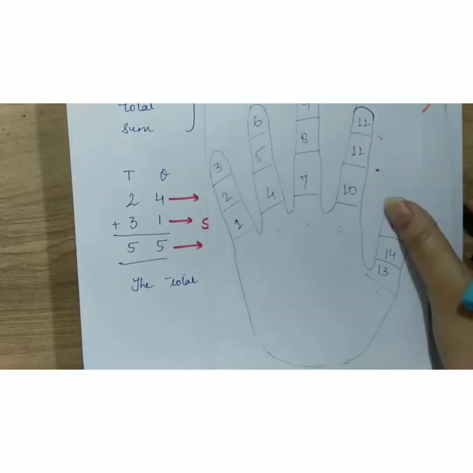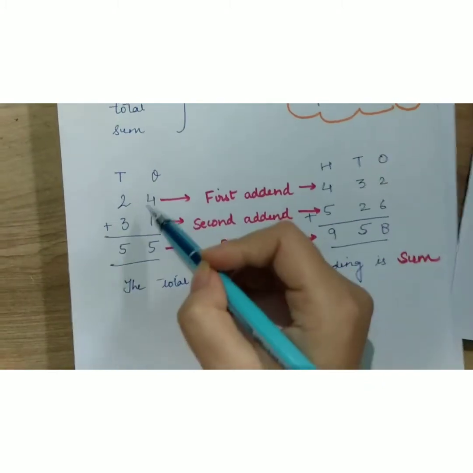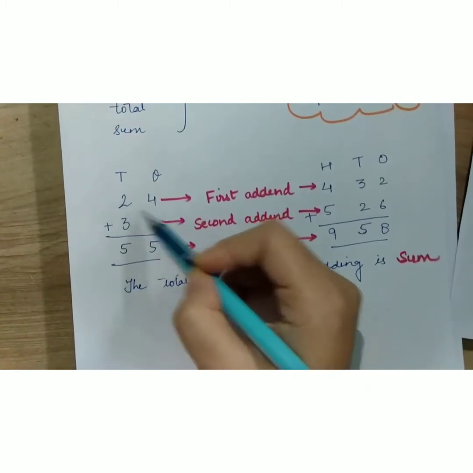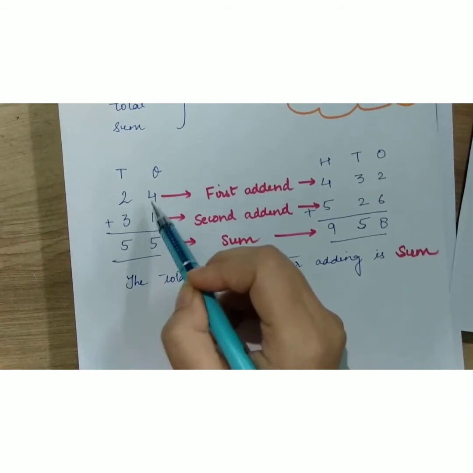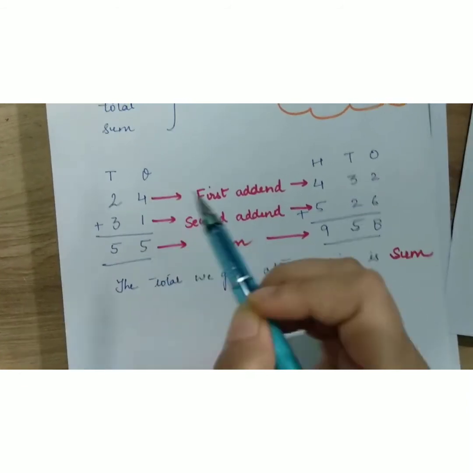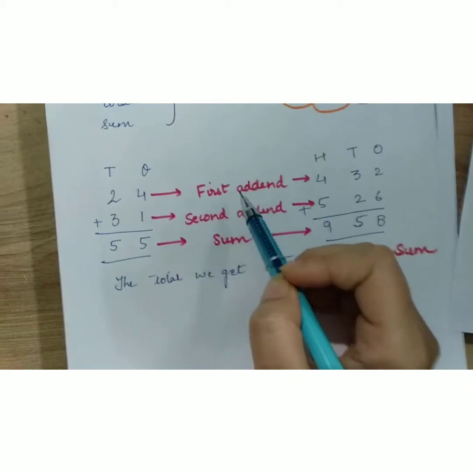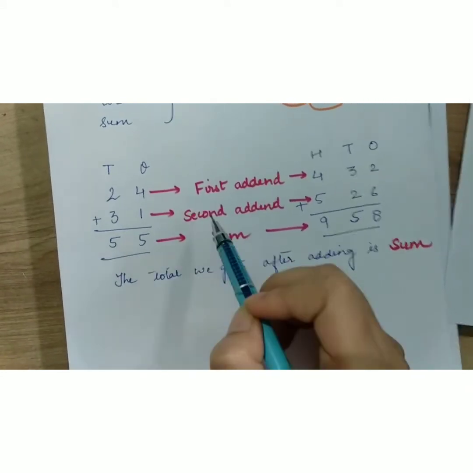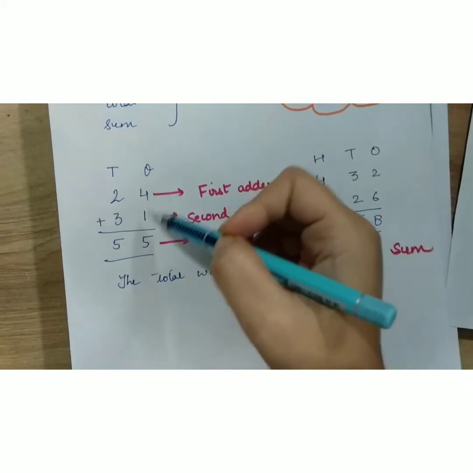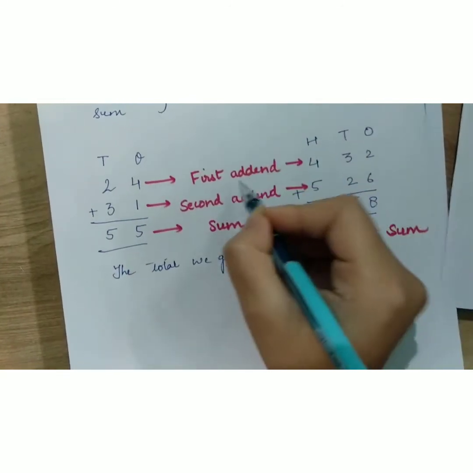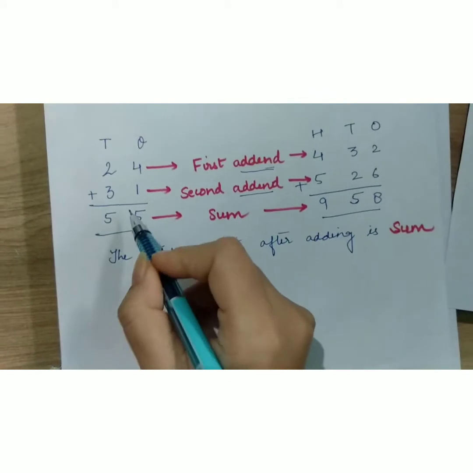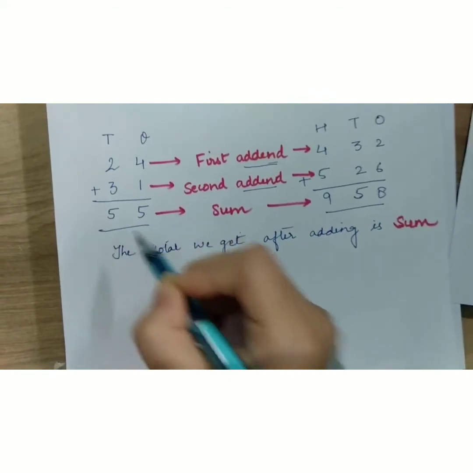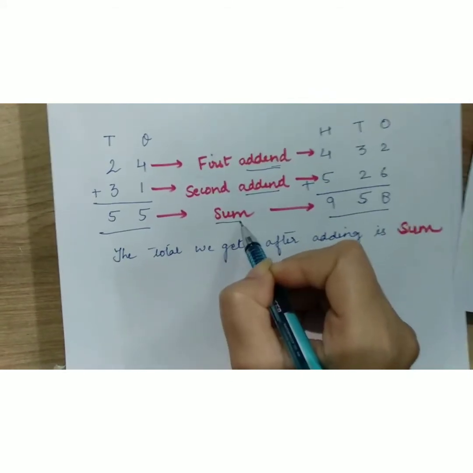Now what are these? What are these digits? This first number, 24 pencils, is our first addend. 31 pens is our second addend. So these 2 numbers, they are referred to as addends, children. Okay, addends. And the answer which we are getting is called their sum.